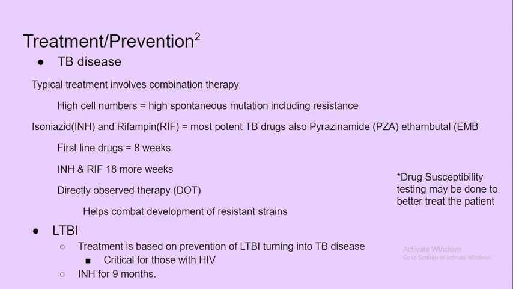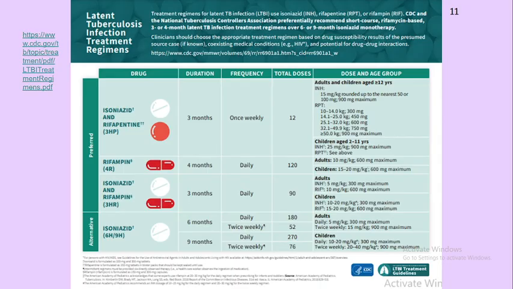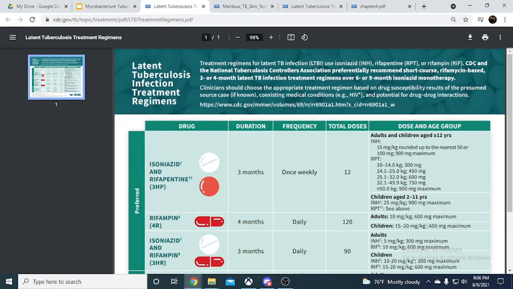But there's this thing called 3H, and it's basically taking three different drugs each week for 4 months, I believe. And what also contributes to deciding what treatment to do for someone is a drug susceptibility test, which it says on the right, to basically better treat the patient. And this picture you might not be able to see well, so I also included a link.